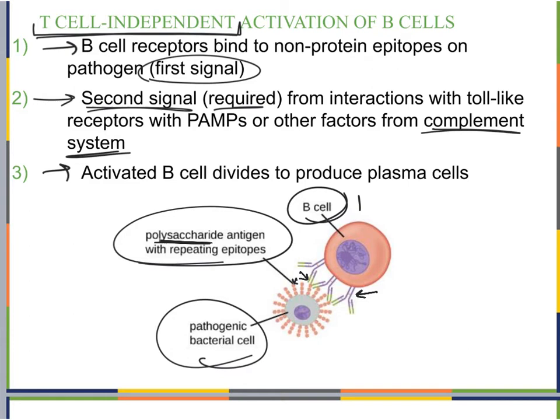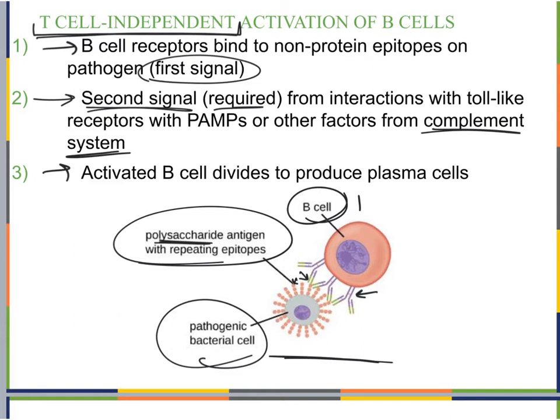So it's going to attach to that polysaccharide antigen that has these repeating epitopes, and then that is our first signal. So down here what we're seeing is the first signal, which means that we have to have two things that are going to cause the B cell to become activated. When we just saw the T cell dependent activation, our B cell interacted with the pathogen. That's the first one. The second one was when it interacted with the T cell, and the T cell produced cytokines to then fully activate it. That was the second response, the interaction with the cytokines from the T cell.